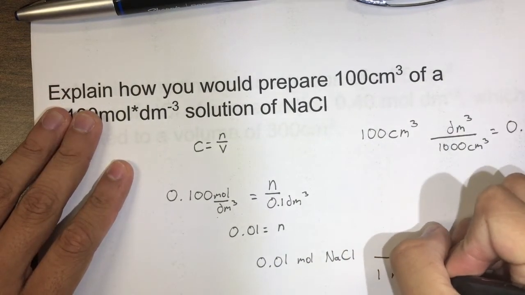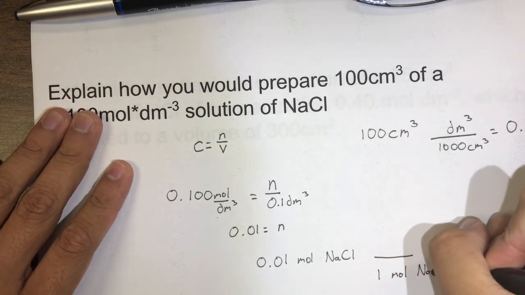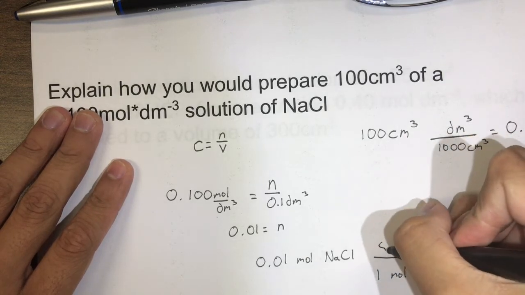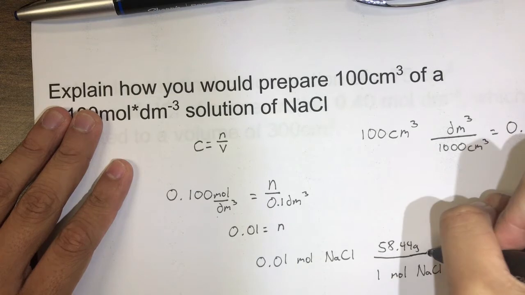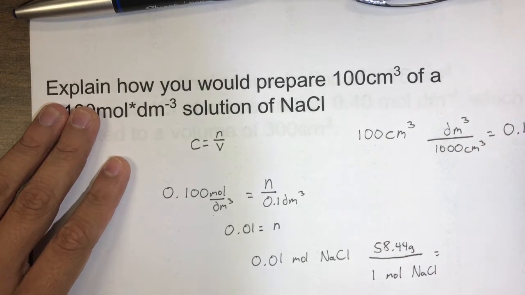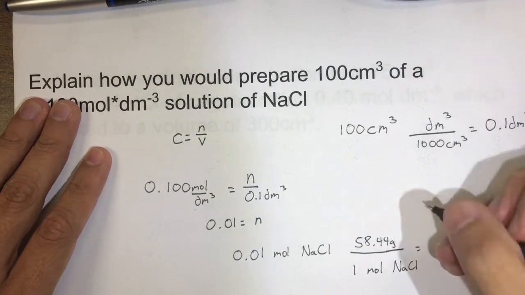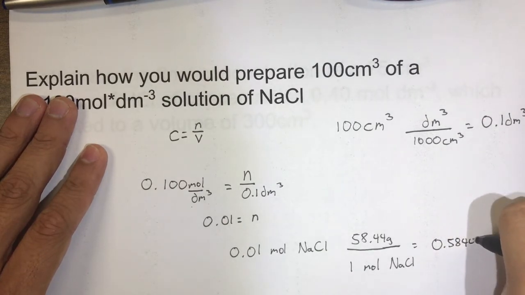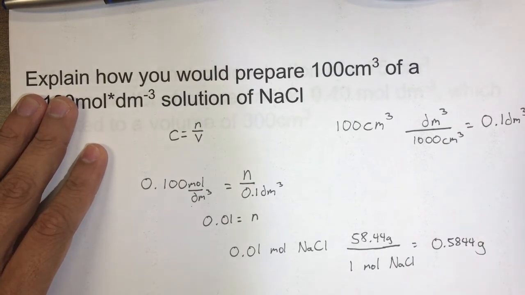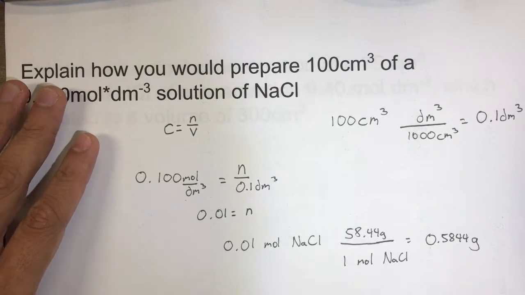we know that for every 1 mole of NaCl, I think it's 58 grams. So this gives us 0.5844 grams. Okay, so we have to make 100 milliliters or 100 centimeters cubed, same thing, and we have to put about 0.6 grams of NaCl in there.